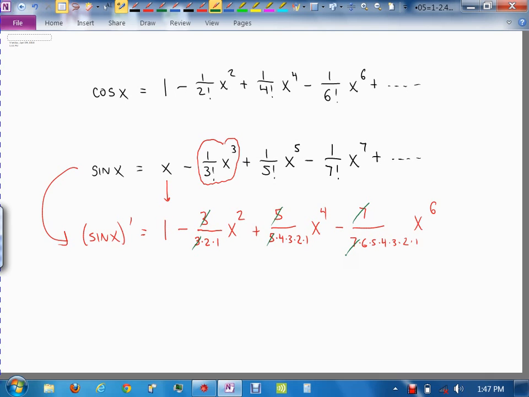And it works the other way around. Check this out. What's the derivative of cosine x? Negative sine x. So what would be the derivative of 1? 0. What's the derivative of this right here? 2 would come out, 2's would cancel, and you just get negative x, wouldn't you? So that's x, but the derivative of cosine is negative sine x, so instead of being x, it's negative x. And you could do that and show that it's the same, just off by a sign.